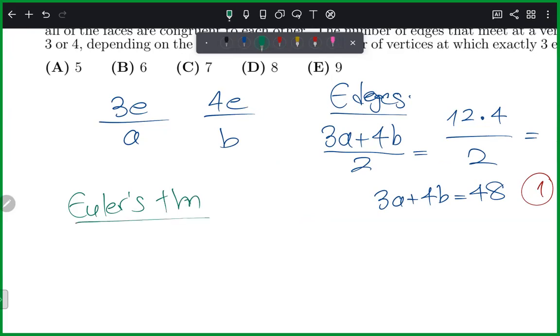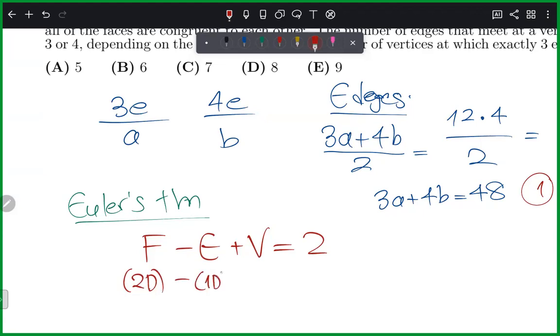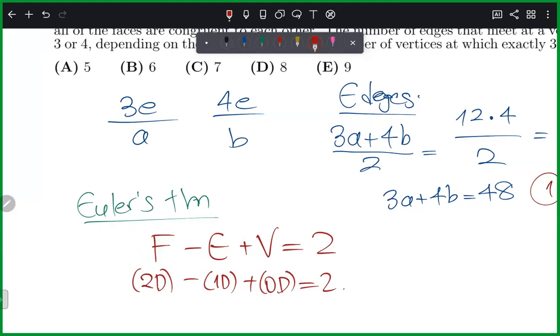So let's recall Euler's theorem. It states that in a 3D object, the number of faces minus the number of edges plus the number of vertices always equals 2. Or in other words, the number of 2D objects minus the number of 1D objects plus the number of 0D objects always equals 2. Let's use this formula, substituting what we know.